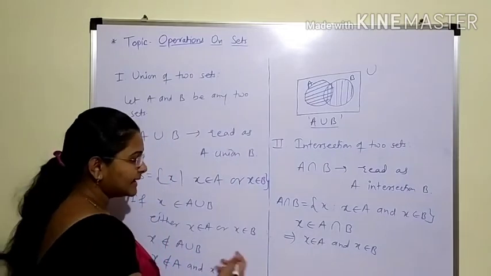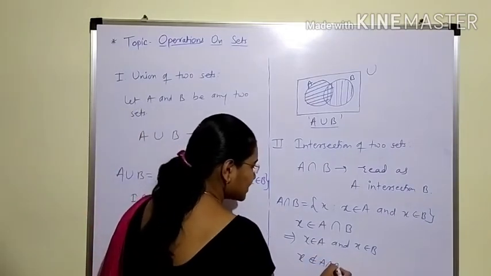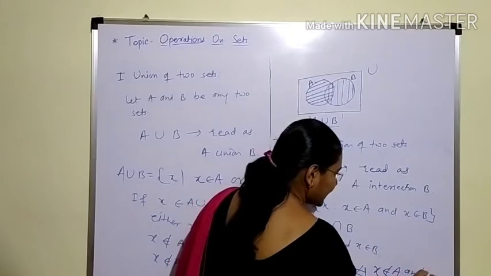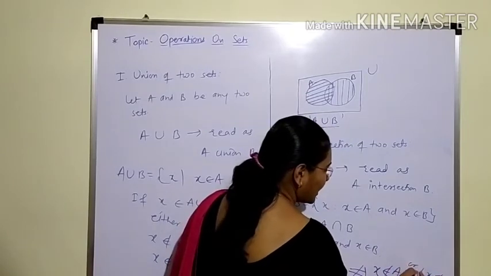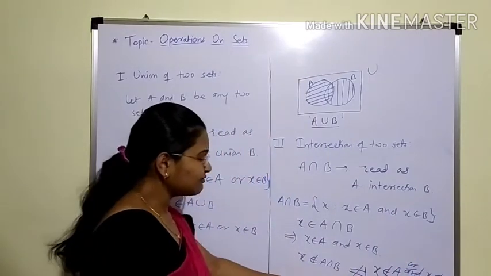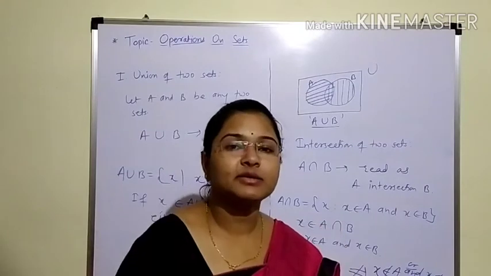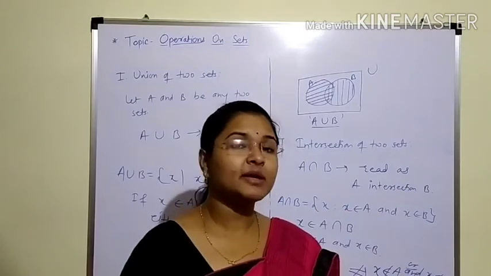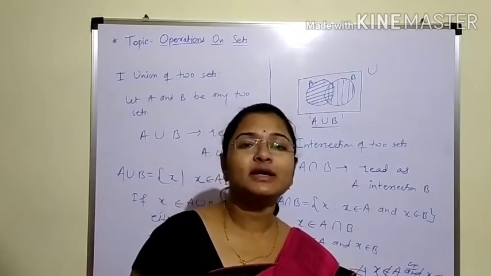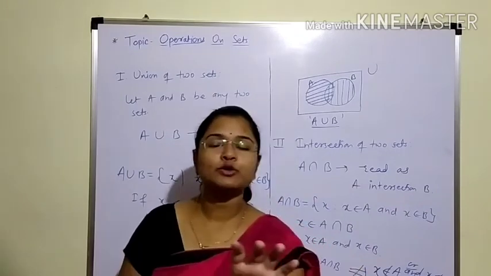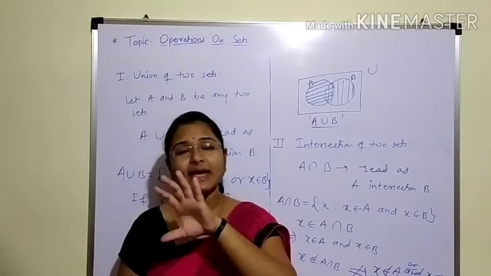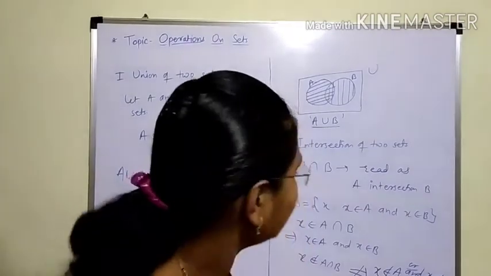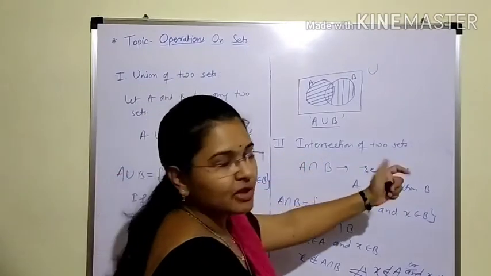Get it? And if X does not belong to A intersection B, it doesn't mean that X is not in A and X is not in B. If X is not there in A intersection B, it means that A and B are not both having X as a common element. See students, if X does not belong to A intersection B, that X can be there in A or in B, but not in both. Understood?